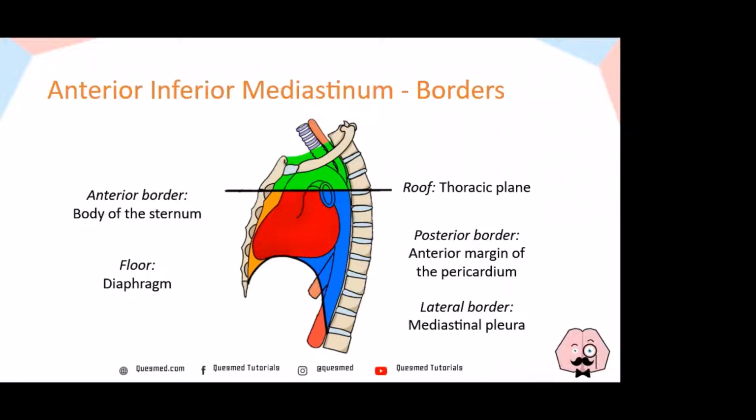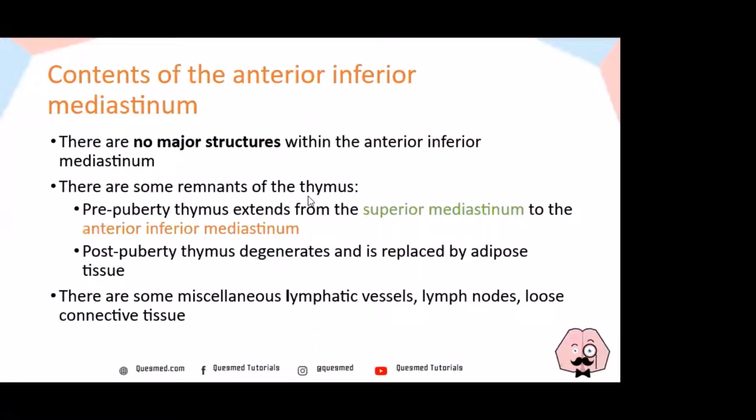So the anterior inferior mediastinum, it's bordered by the sternum anteriorly, the diaphragm inferiorly, the anterior margin of the pericardium posteriorly, and then our pretend thoracic plane superiorly. It doesn't actually contain much, so it mainly just contains fat and a few lymph nodes.